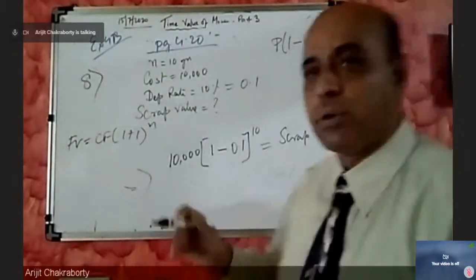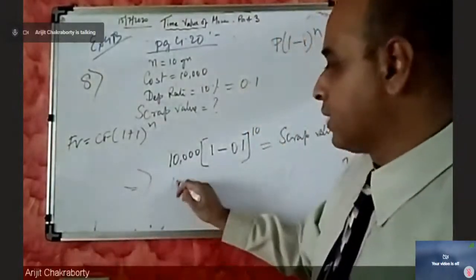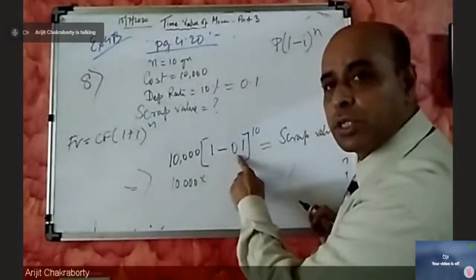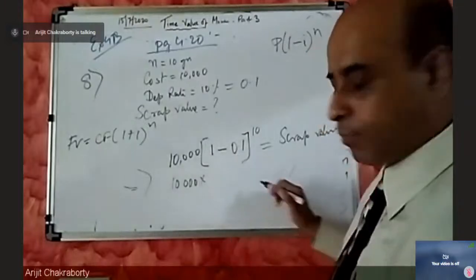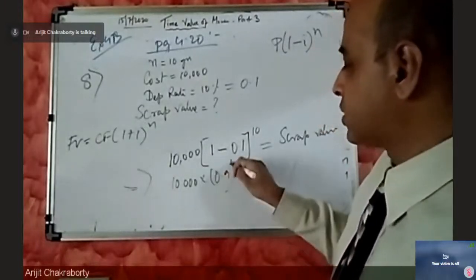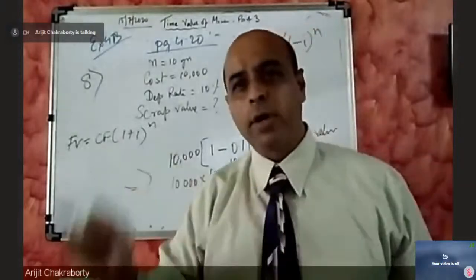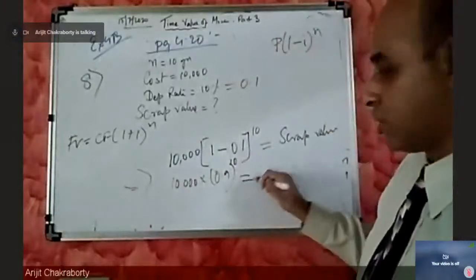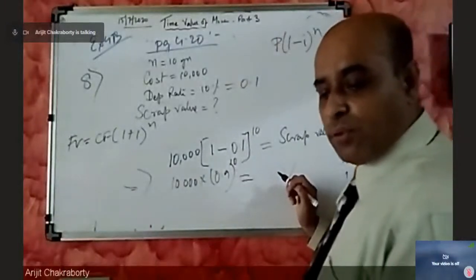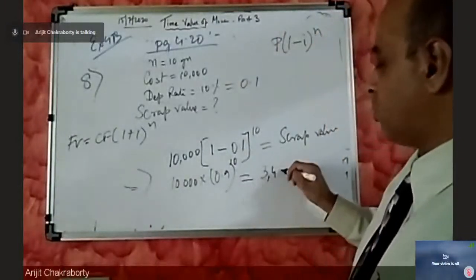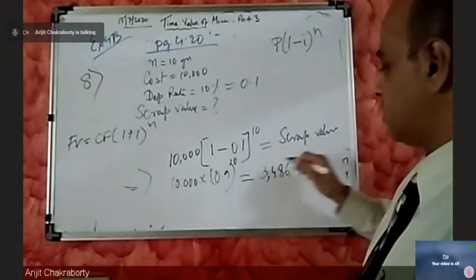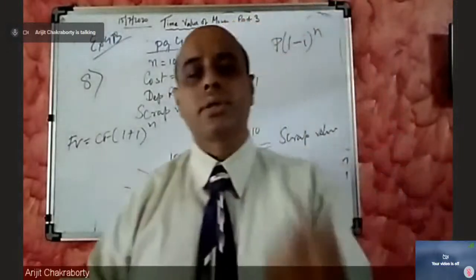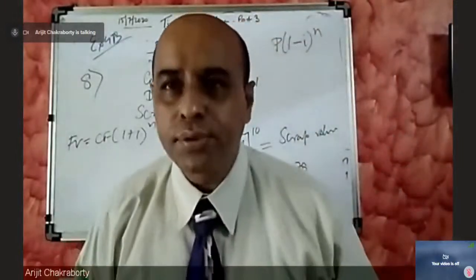On the left hand side, if you simplify, what you get is 10,000 into 1 minus 0.1, which is 0.9. So 0.9 to the power 10. So 0.9 into 0.9, no shortcut, you have to go on multiplying and equal. The value will be 3486.78. Okay, so this is the solution. Simple formula, just reversing the sign from positive to negative.